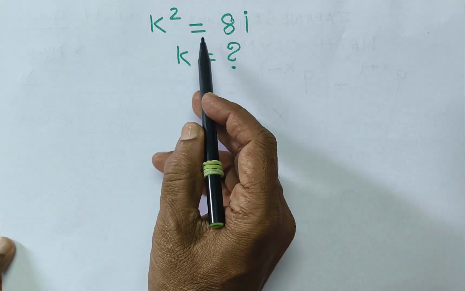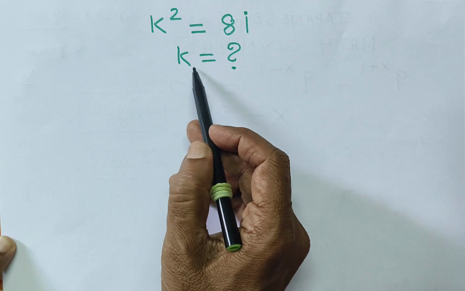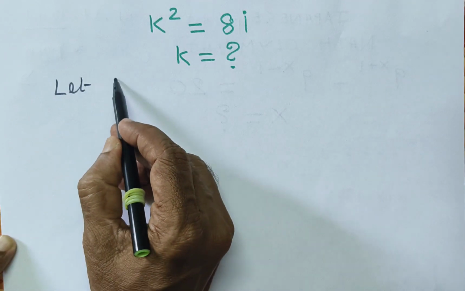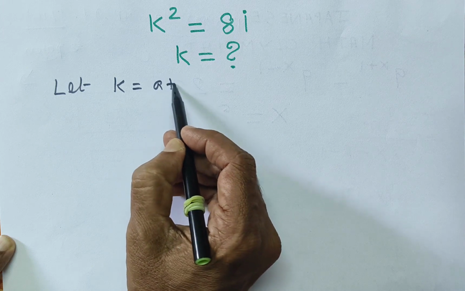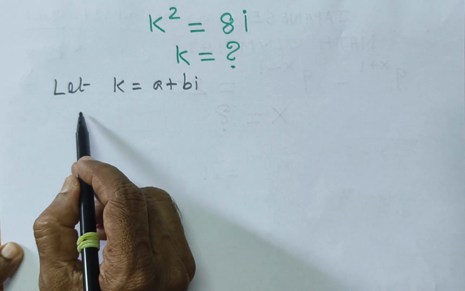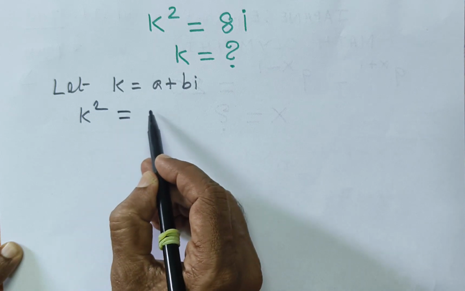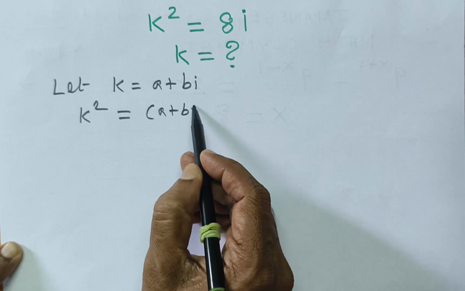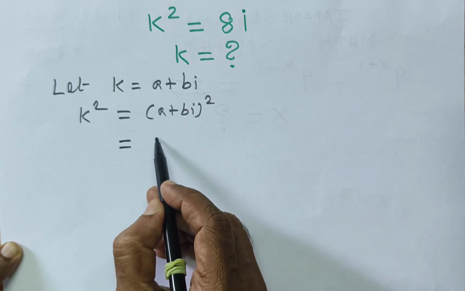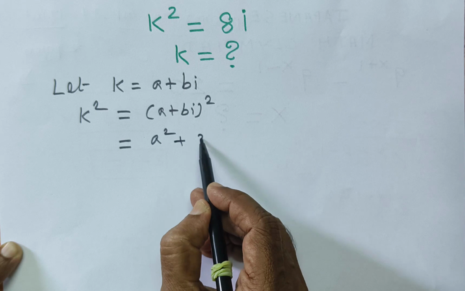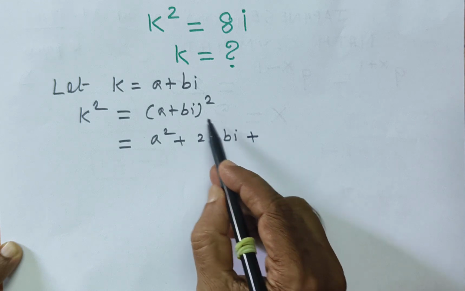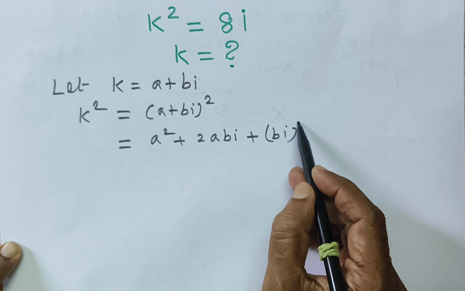When k squared is equal to 8i, find the value of k. Let k is equal to a plus bi. Squaring on both sides, k squared is equal to (a plus bi) whole square, which is equal to a squared plus 2abi plus b squared.